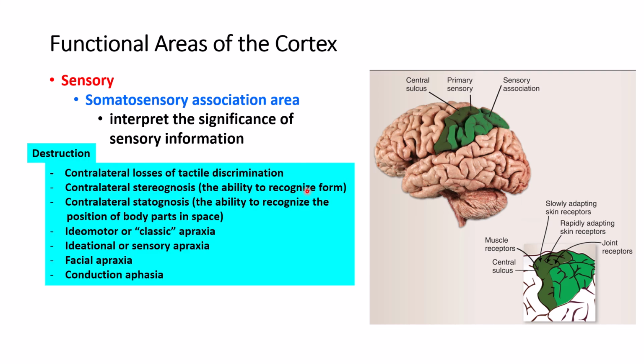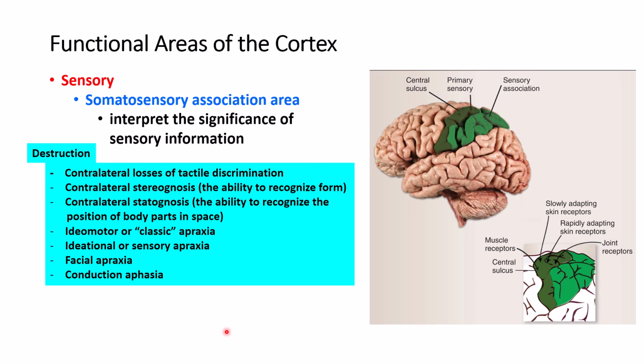Damage there will cause a lot of other problems. So again, tactile discrimination is affected, similar to the primary sensory cortex. Contralateral astereognosis is there, similar to that. Autotopagnosia is there, and that is the problem that the person is not able to recognize body position. So for example, if somebody closes their eyes, they may not be able to know whether the legs are up or down.